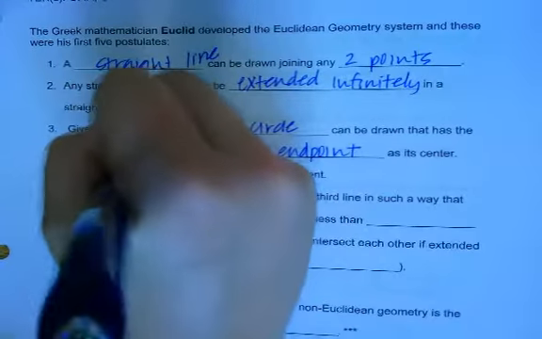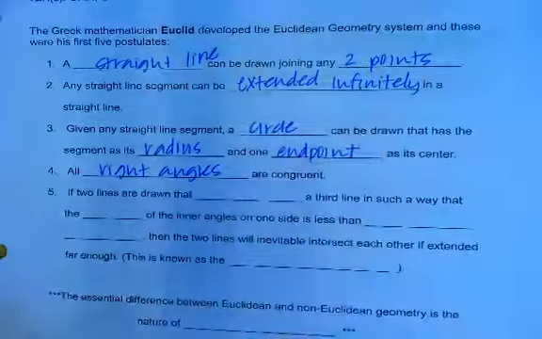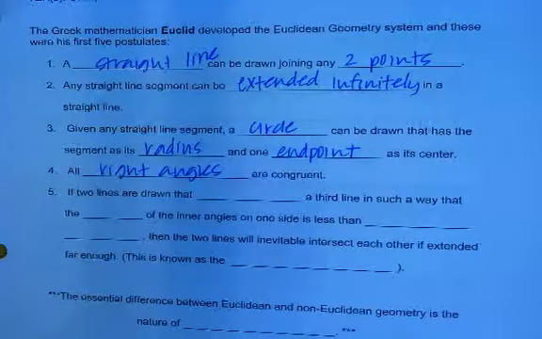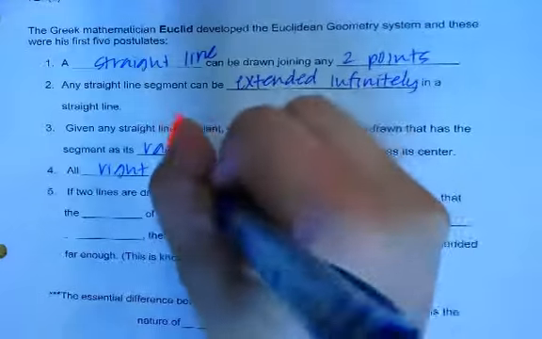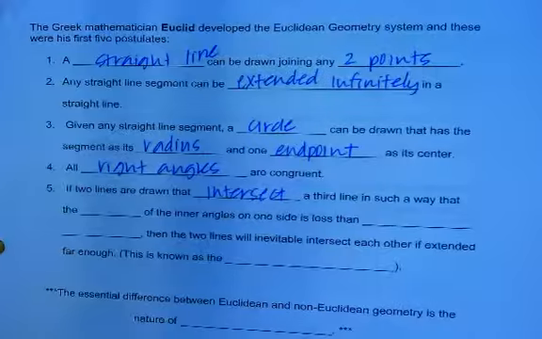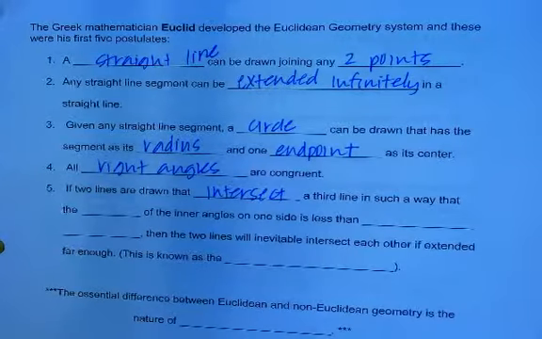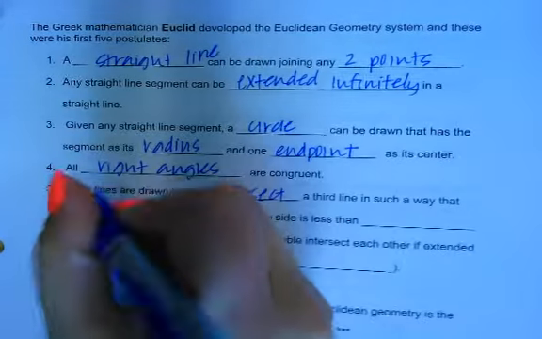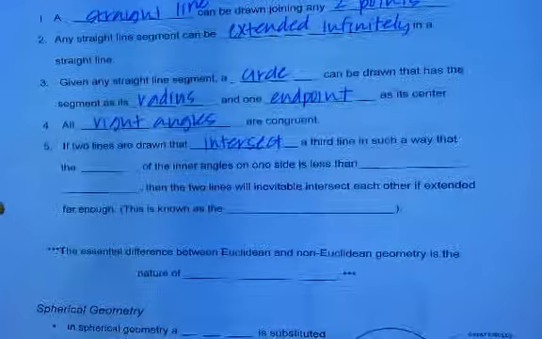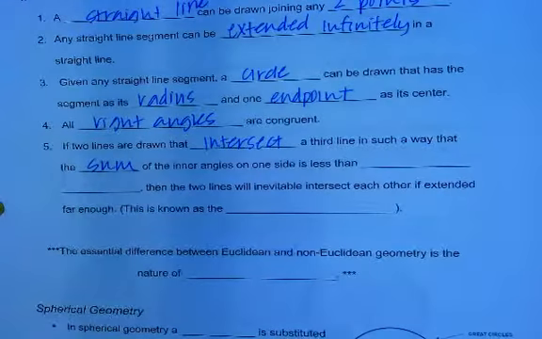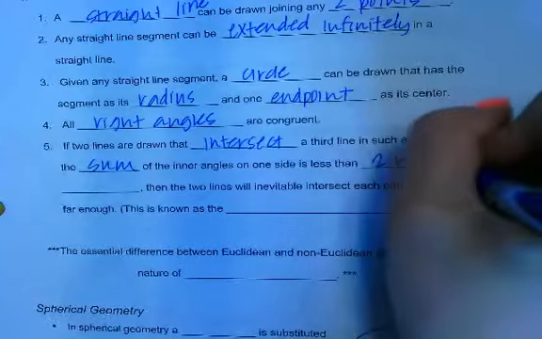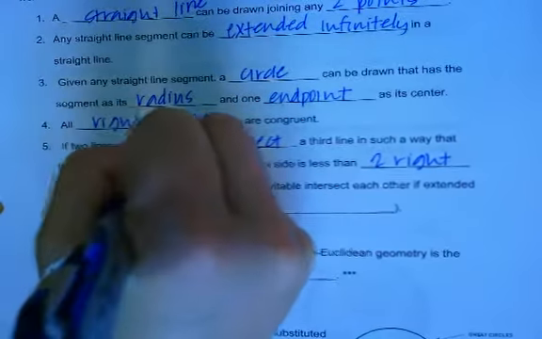All right angles are congruent. If two lines are drawn that intersect, very good, a third line in such a way that the sum of the inner angles on one side is less than 180, or 2 right angles, then the 2 lines will intersect each other if extended far enough.